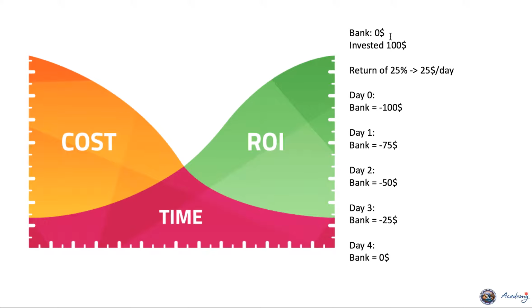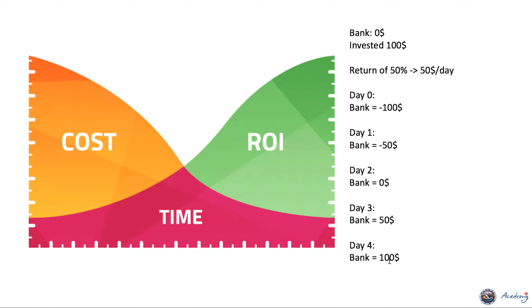Let's say today is day zero. I have zero. I'm really broke. So I take a loan of $100, and I invest into a business that is giving me 25% of my money invested. So on day zero, I actually owe money, and then I make $25 a day, so I am minus 75, minus 50, and I break even on day 4. So on day 4 I broke even, I don't owe anything to anyone, and I'm ready to start making money.